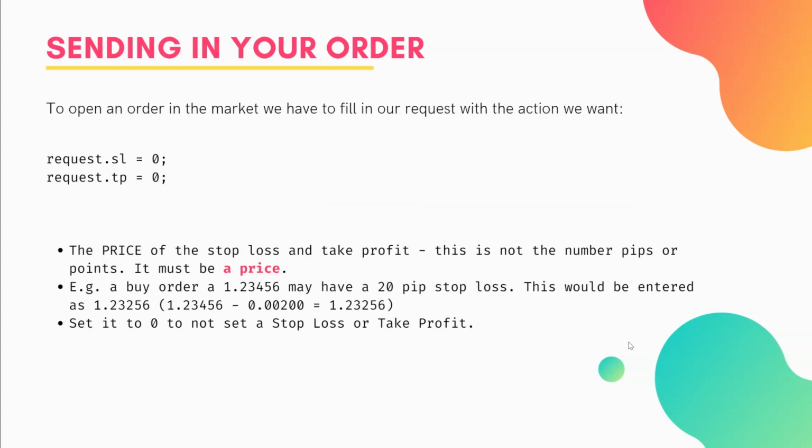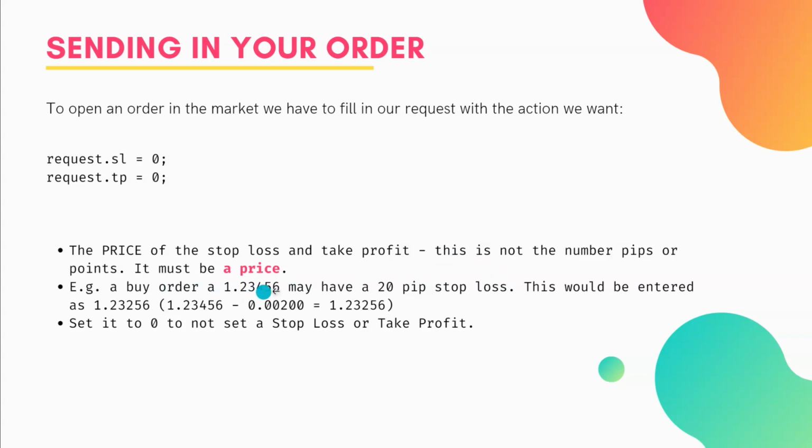We can set stop loss and take profit. You can set it to 0 to leave that blank, but you also can set a price for that. So you can't say I want a 20 pip stop loss and just send the number 20. You would need to either calculate that beforehand or just not do it.